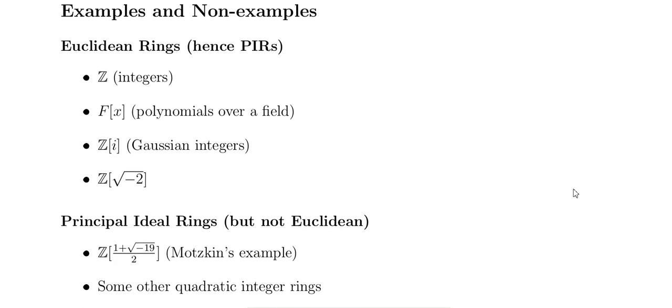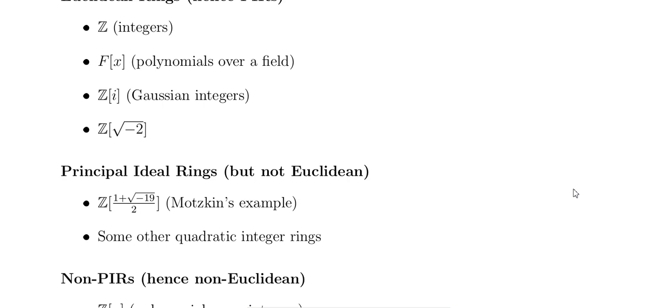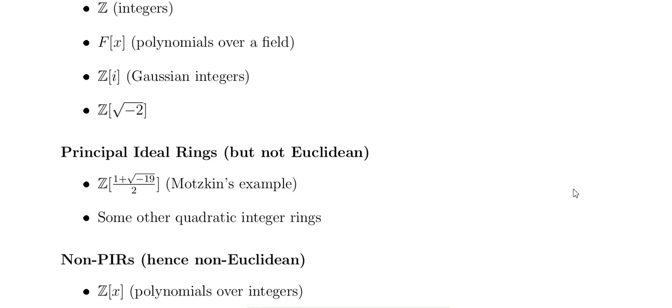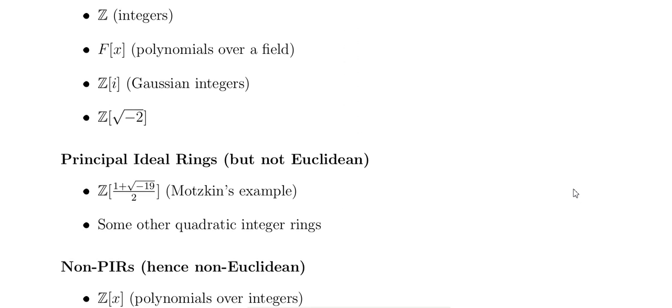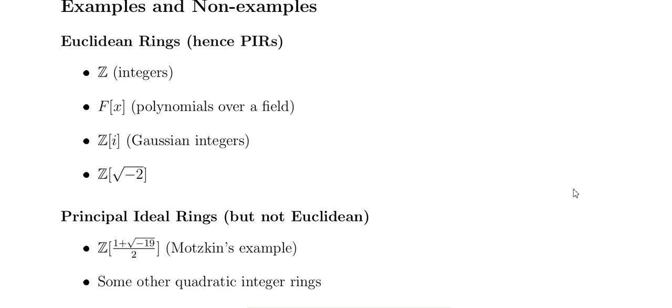So these are examples for the principal ideal ring and Euclidean ring. The examples will be very helpful for the TRB exam. Z is the integers, F of x polynomial over the field, Gaussian integers, Z of root of -2: Euclidean ring, and hence a principal ideal ring. And a principal ideal ring but not a Euclidean ring, that is the example.